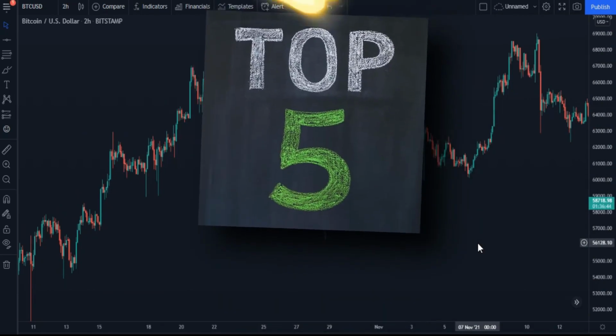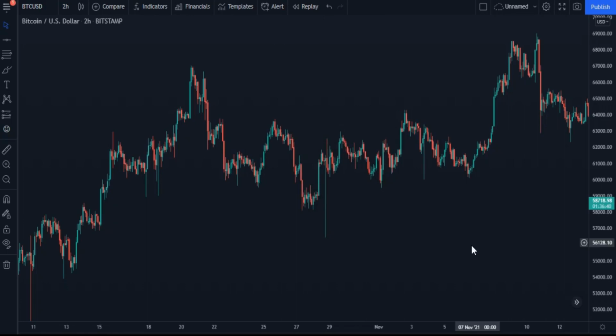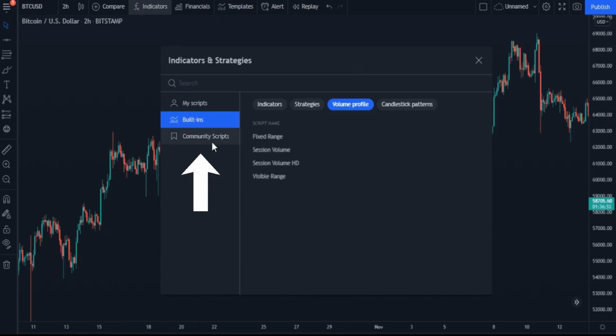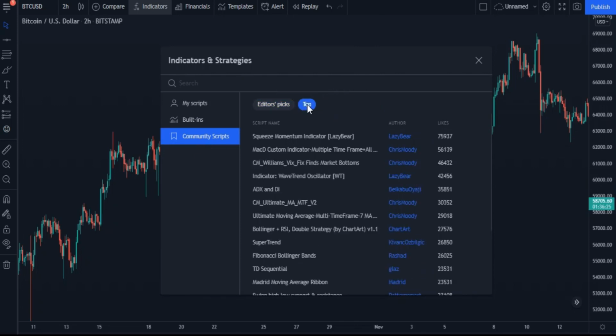In today's video, we will review the top 5 free indicators that got the most fans on the Tradingview website, and we will try to add some quick improvements and tips to use them in day trading. After opening the indicators box, go to the community scripts and click on top. Here, you will find the most liked scripts of all time.